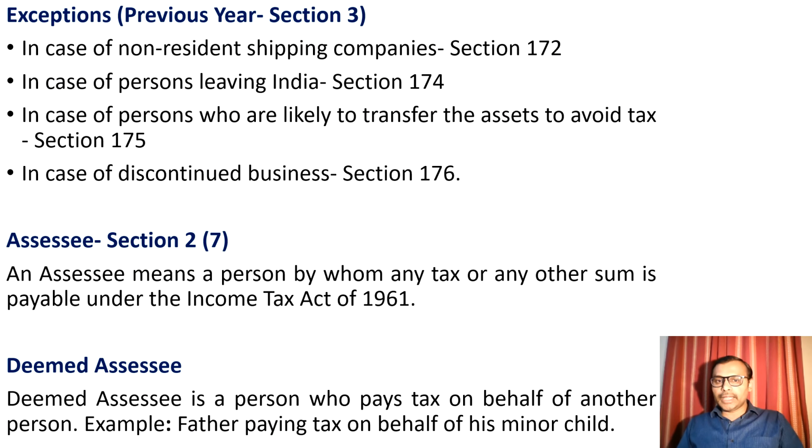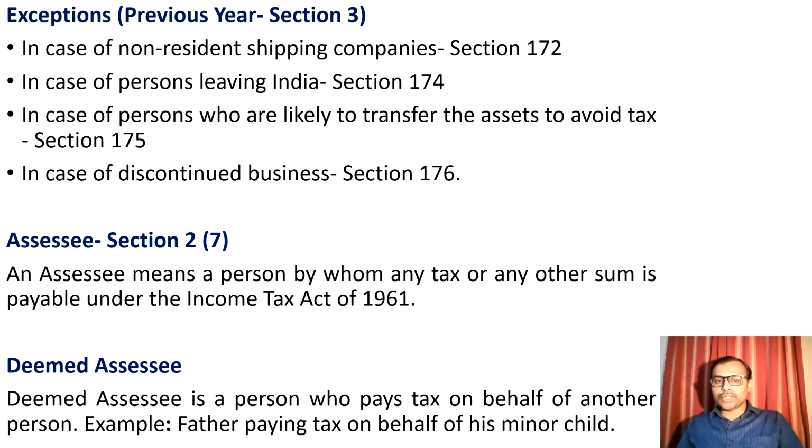So the next is exceptions to the previous year. What are the exceptions we can take under the previous year? See, in the case of a non-resident shipping company, section 172. Non-resident shipping companies means what? We can't consider the whole year as the previous year. The shipping companies will become non-resident, so at that time we can't consider the whole year as a previous year.